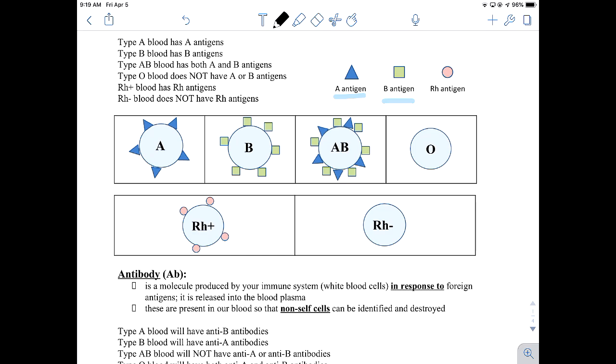Then we have the rhesus factor. Rhesus factor is really common. 85% are Rh positive.